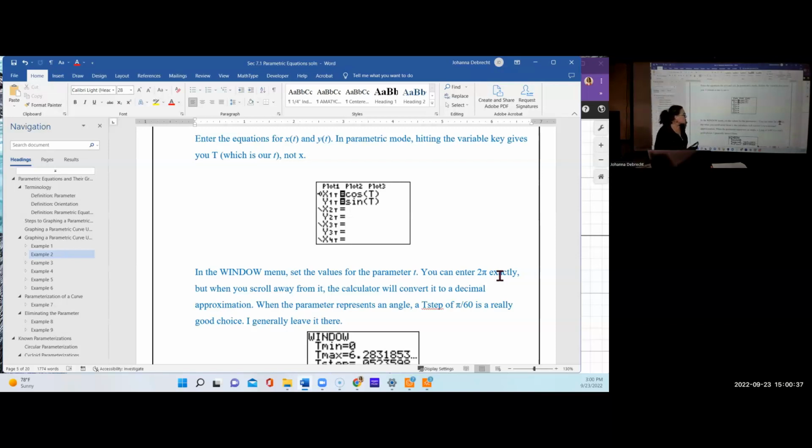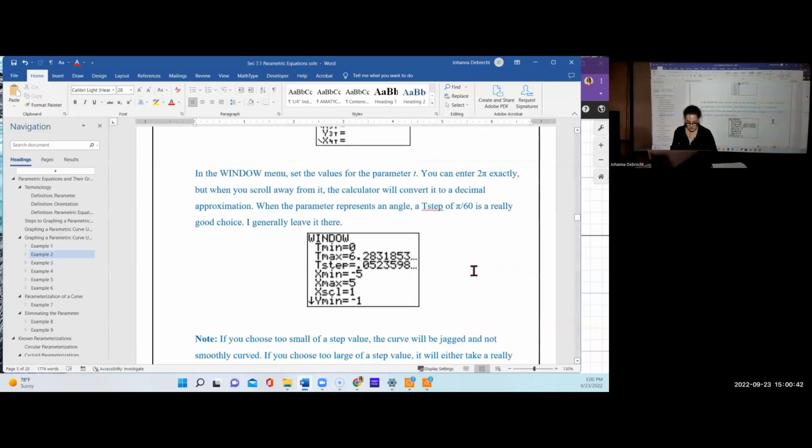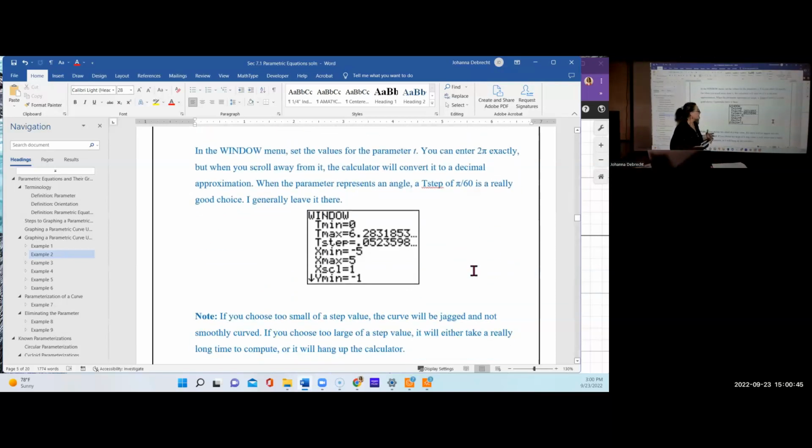Now, we don't have a choice about the t-step on a graphing calculator. You have to enter it in. So a good t-step is pi divided by 60. It's not too small that it really slows it down, but it's not so big that you don't get enough values. So it's a good value to use. So for t-step, you want to get down to t-step and put in pi divided by 60. And it comes out to be 0.0523, blah, blah, blah. All right, so I generally leave it on that.